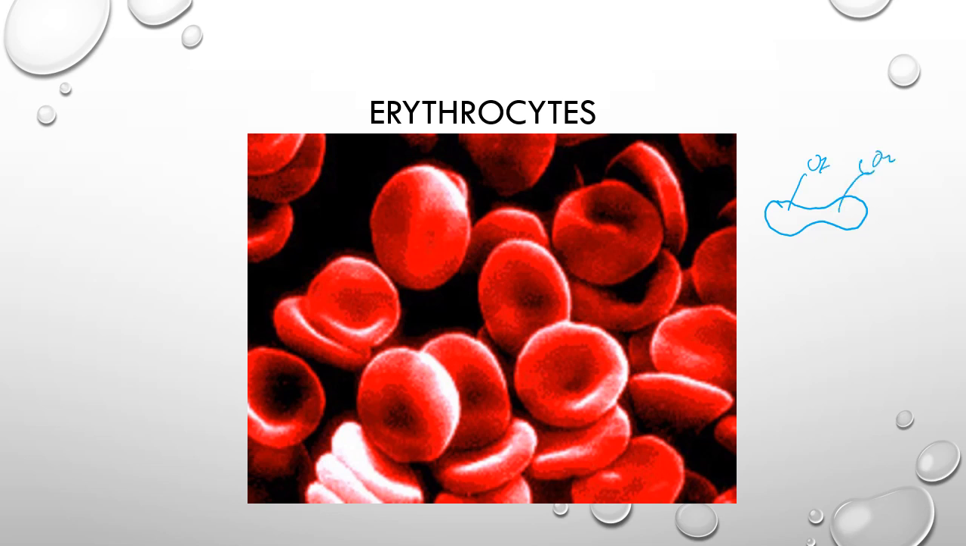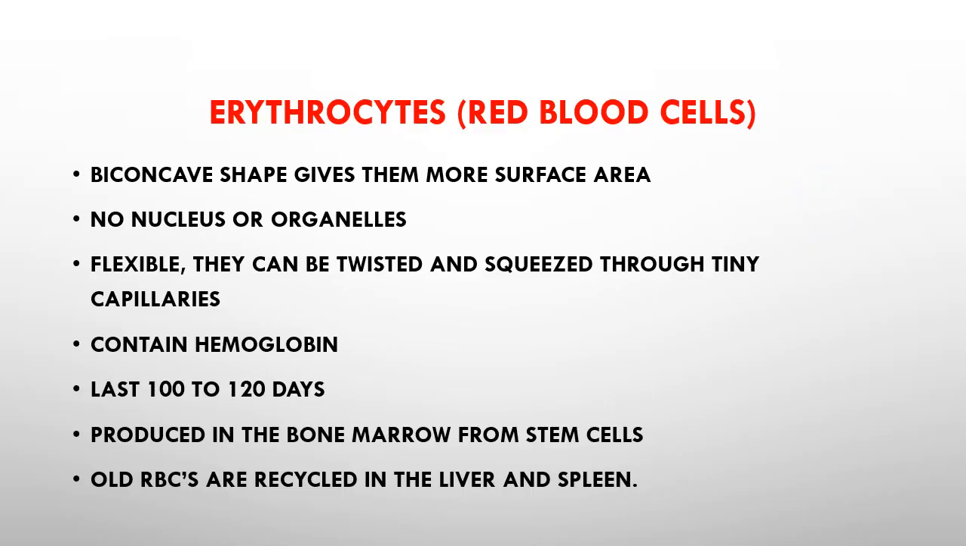And so we can change the components that are within those cells themselves, because the inside of those red blood cells is almost entirely filled with hemoglobin. Large quantities of hemoglobin inside there. So the biconcave shape gives them more surface area. We've got a better, quicker ability to transfer gases in and out of that cell itself.